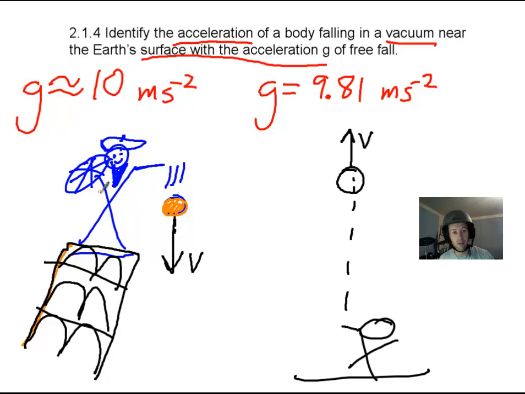Here we've got Galileo clearly, because he's holding a pizza and standing on the Leaning Tower. But also, if you have an object that's thrown up, once it's no longer touching your hand, both of these objects have an acceleration of 9.81 towards the center of the Earth.